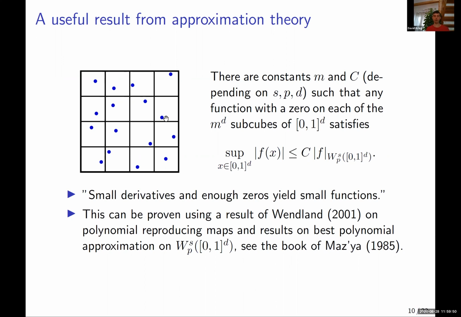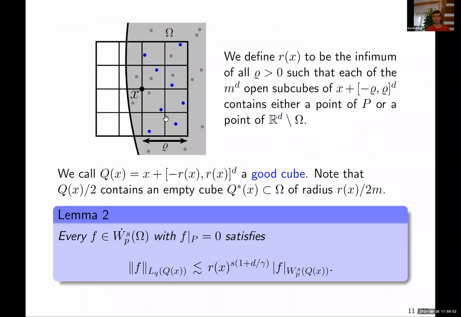So how do we use this result? First, recall, if we want to prove the upper bound for the error, we have to consider functions which vanish on the point set and ask how large is the LQ norm of these functions. Okay, so what do we do?